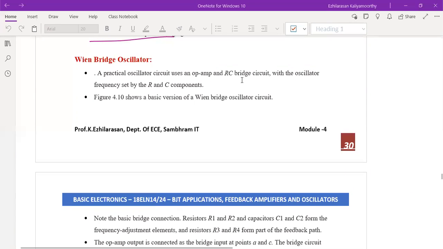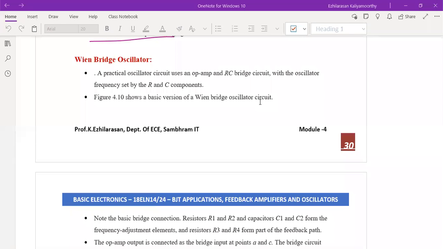Let us start today's class with the Wien bridge oscillator. In the previous classes we started with the oscillator and studied the difference between the oscillator and the amplifier. Normally, the oscillator uses the positive feedback configuration, but the negative feedback amplifier is used to design amplifiers. So we studied one of the oscillators with positive feedback, that is the RC phase shift oscillator.